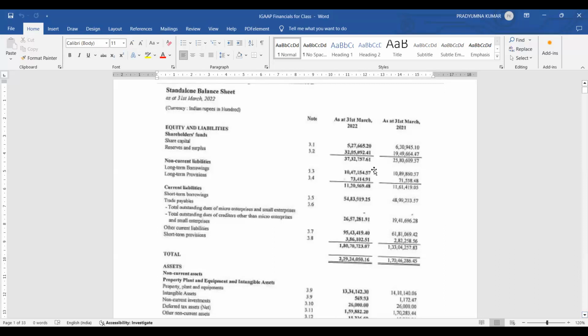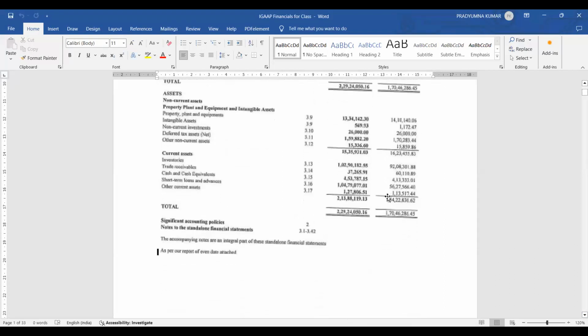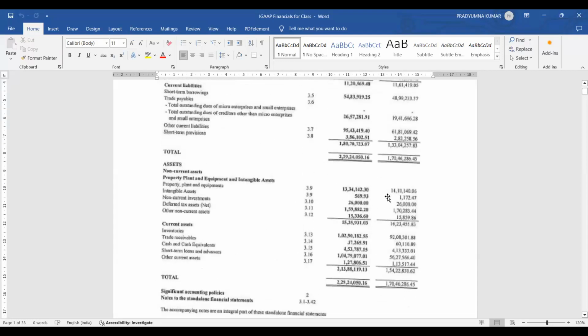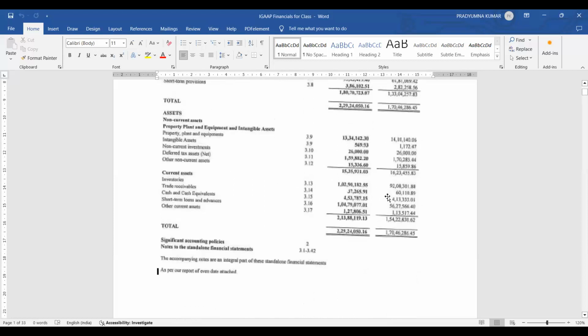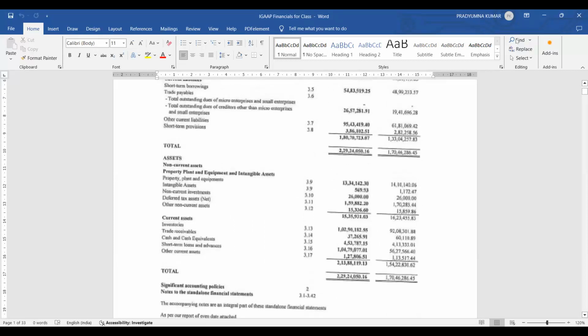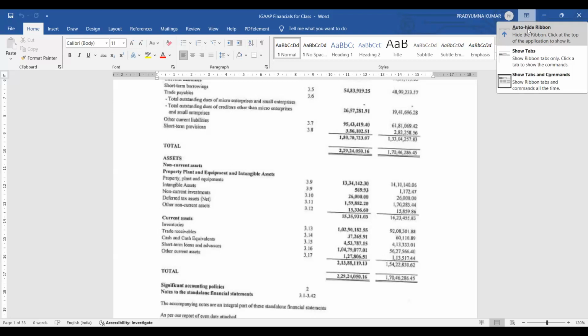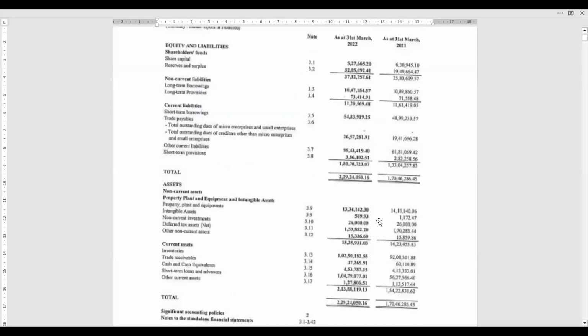So I have selected this, and I have removed headings and bottom lines so that we do not know which company it belongs to and who has signed these balance sheets, and I am presenting it here. Now I am going into the format.